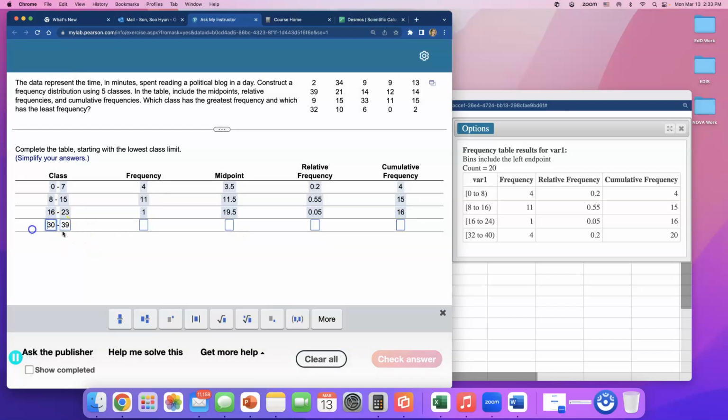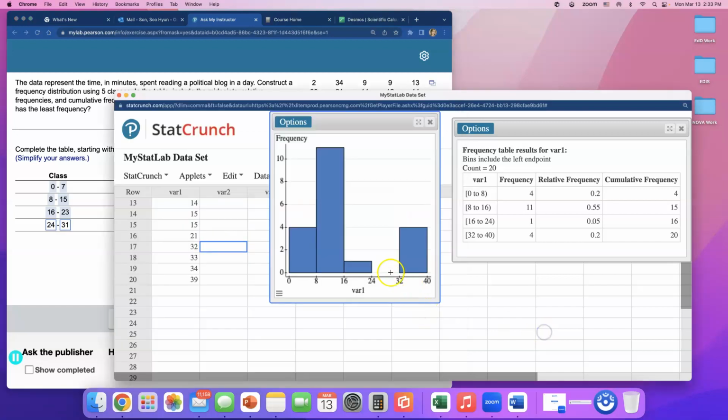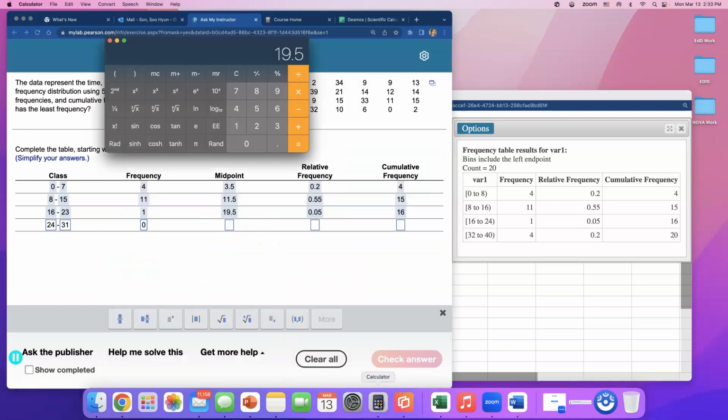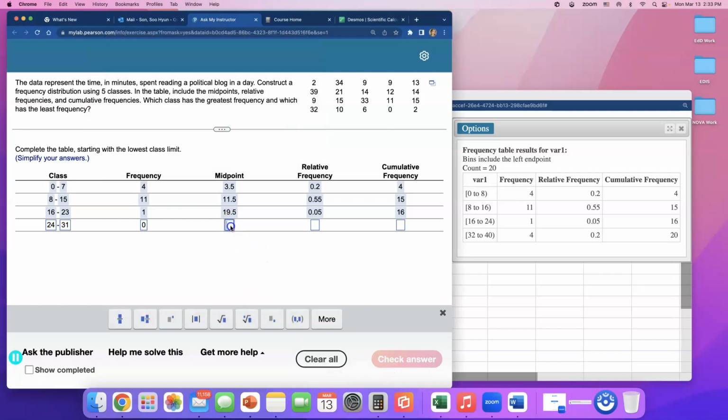Now the next one, I'm talking about this blank section right here. This one goes from 24 to 31. Frequency is 0 because we don't have any elements or any numbers in between those two. A midpoint, we can still find it. 24 plus 31 divided by 2, 27.5. And relative frequency, it's 0 because there was no new member. But the cumulative frequency is just adding up, right? So with no new additional number, it remains as 16. So it didn't go up to the next number.